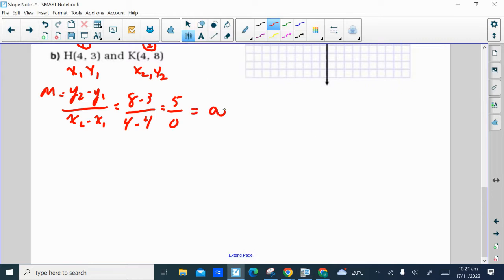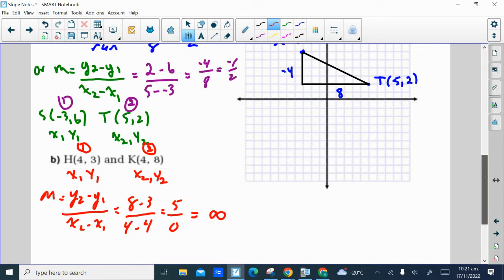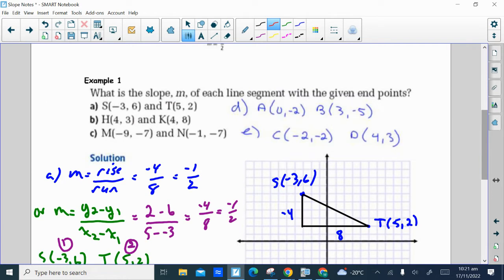And so we can use the infinity symbol for that. And the reason for that is this line is vertical. The x values are the same. They're both positive 4. What's different is the y values. The y value at K is 8. The y value at H is 3. K is directly above H. It makes a vertical line straight up and down. And we saw yesterday that when that happens, the slope is undefined. It doesn't exist. And the slope formula tells us that. Right? So that was B. So let's do C.